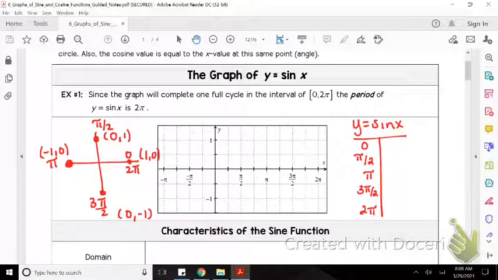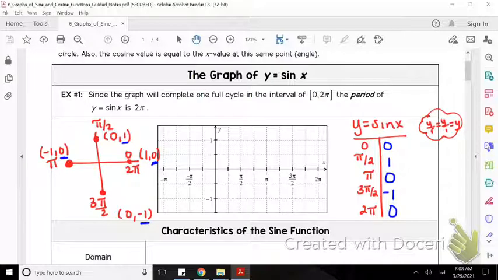Now remember, y is equal to sine of x, and sine is y over r. But we're on the unit circle, remember r is 1, so the sine is just the y value of the ordered pair. So when I look at 0 radians over here, I see its y value is 0. At pi over 2, its y value is 1. At pi, its y value is 0. At 3 pi over 2, its y value is negative 1. And at 2 pi, again, its y value is 0. And guys, it's just periodic. It's going to keep repeating itself over and over.